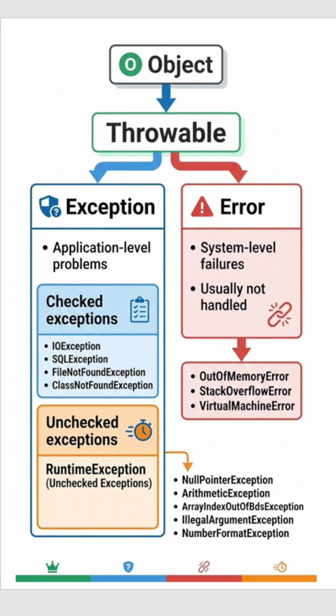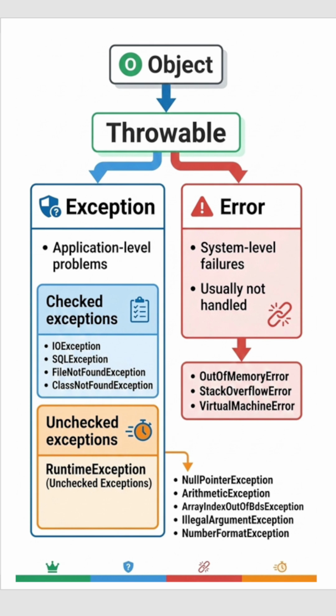ArithmeticException occurs when we try to divide a number by zero. ArrayIndexOutOfBoundsException occurs when we try to access an array element which is out of bounds. IllegalArgumentException or NumberFormatException are other examples.